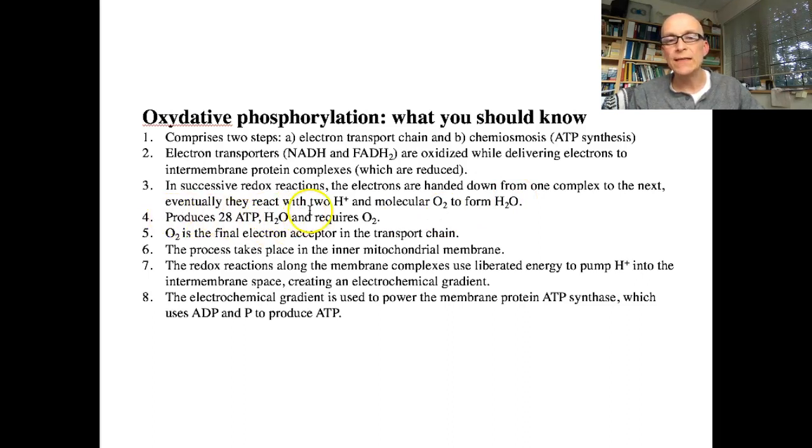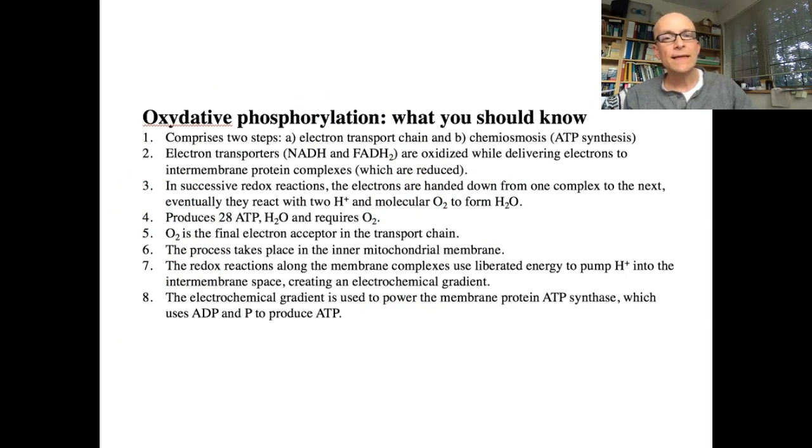Overall, this produces 28 ATPs. There's some water that's produced, and it requires oxygen, right? This process requires oxygen. That's why it's called oxidative phosphorylation. I already said this. Oxygen is the final electron acceptor in the transport chain. The process takes place in the inner mitochondrial membrane. The redox reactions along the membrane complexes use the liberated energy to pump the hydrogen into the intermembrane space, creating that electrochemical gradient, and then that gradient is used to power the membrane protein ATP synthase, which produces the ATP. So look at this. This is what I would like you to remember about the steps.